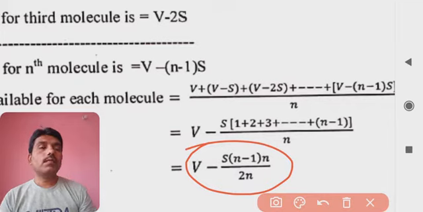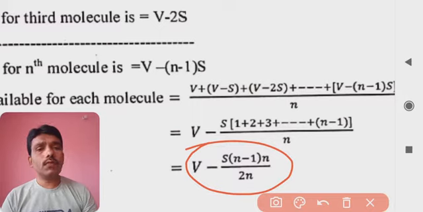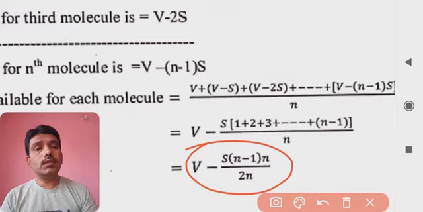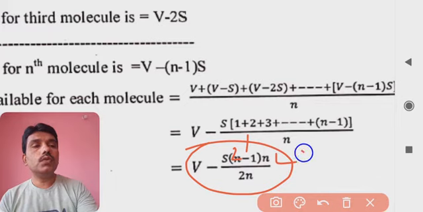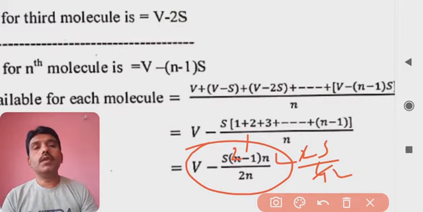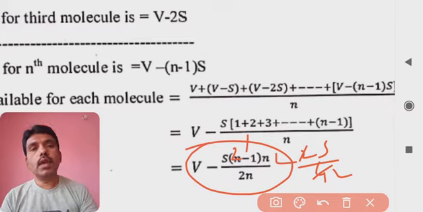If it is the second, fourth or tenth molecule, the available space for it follows accordingly. If we take the second molecule, n is 2, so 2 minus 1 is 1, and outside it stays 2. Then 2 into 1 gives 2s divided by 2n, which is 2 into 2, 4. That is s by 2. V minus s by 2 will be the average space available for the second molecule.